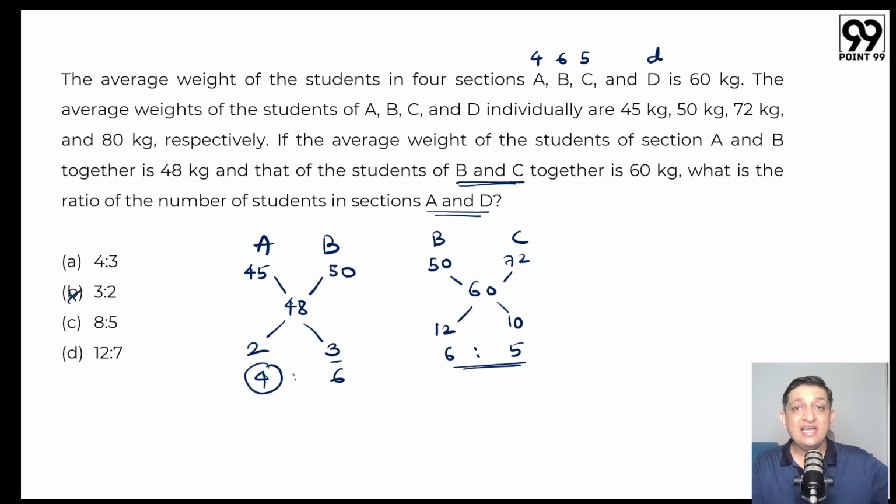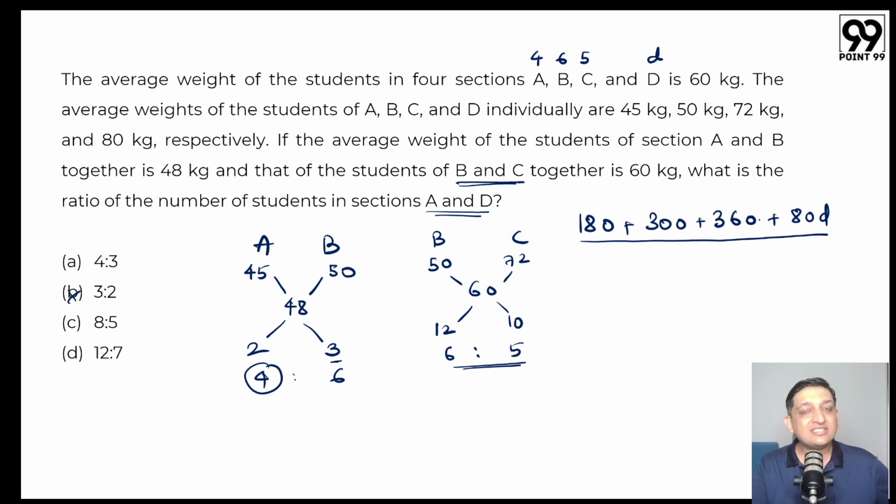So in this case, I know that 4 students are from A, 6 from B, 5 from C, and D students are from D. Now what will be the total weight of people from section A? It will be 45 into 4, which is going to be 180. What is the total weight of students from section B? 6 into 50, that is going to be 300. What about C? 5 into 72, that is going to be 360. And what about D? 80 times D. So this is the total weight of all the students that we have.